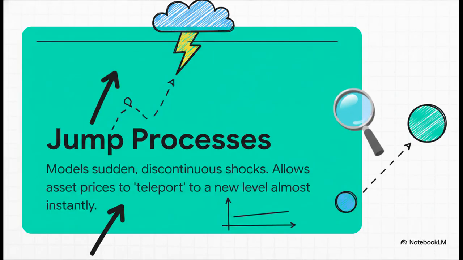And the second part of our language? Well, that deals with the shocks. Jump processes basically let a price teleport. I mean, one second it's here, and the next, after some huge news hits, it's just somewhere else entirely. It doesn't even travel the path in between. And that captures the brutal reality of a market crash or a sudden rally perfectly.